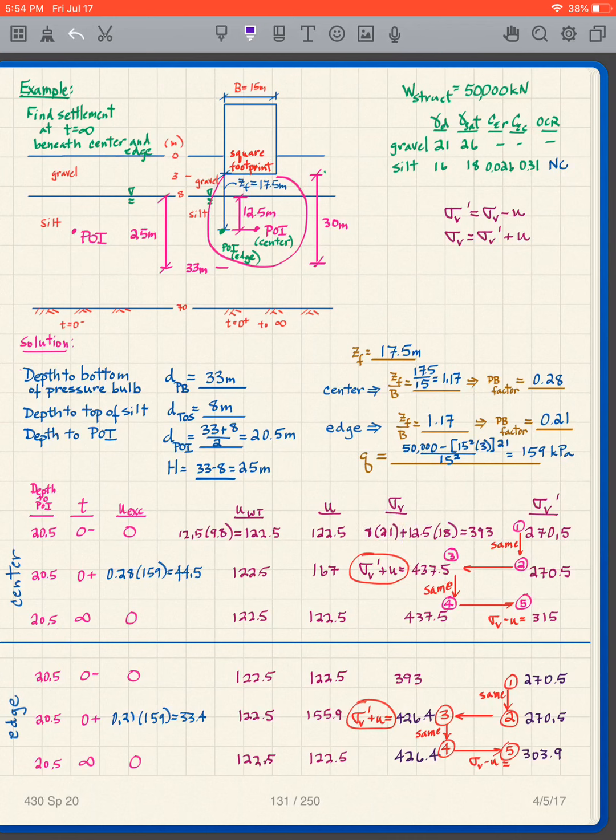We have the U, so sigma V minus U gives me sigma V prime, I get 270.5. And it's this: 393 and 270.5 is the same for the edge. It's no different. And then, of course, what do I do from there to there? They've got to be the same. There to there, they've got to be the same.